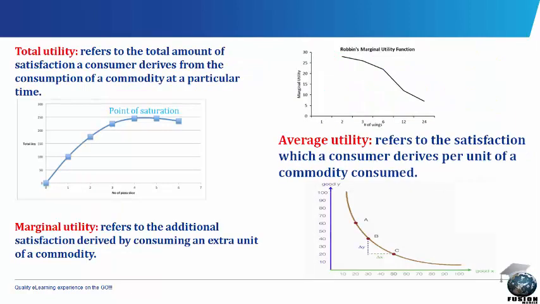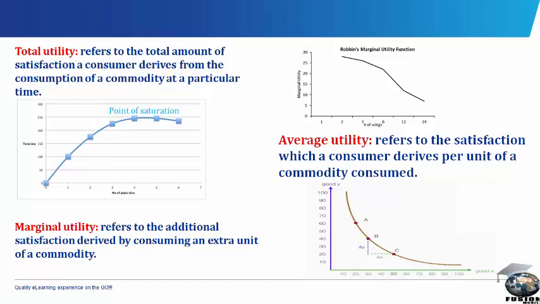The total utility. This refers to the total amount of satisfaction a consumer derives from the consumption of a commodity at a particular time. This means that the more the quantity of goods available to a consumer, the more the total utility derived from them. However, the amount of satisfaction or utility received from the consumption of goods does not increase at equal rates to the quantity of goods consumed. The consumer has a saturation point in the consumption of a particular commodity at a given time.